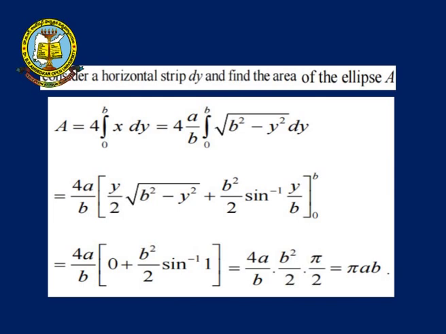Substituting the upper limit, b square minus b square is 0, and b square by 2 into sin inverse of b by b, which is sin inverse 1. For the lower limit y is 0, so the first term is 0, and the second term, sin inverse 0, is also 0. So totally it is b square by 2 into sin inverse 1, which is pi by 2, times 4a by b. Here the denominator 4 and numerator 4 cancel, b and b also cancel, giving pi a b. So the answer is the same using the horizontal step and the vertical step for the area enclosed by the closed curve. The ellipse is a closed curve.